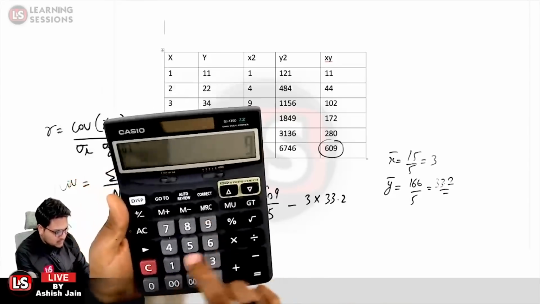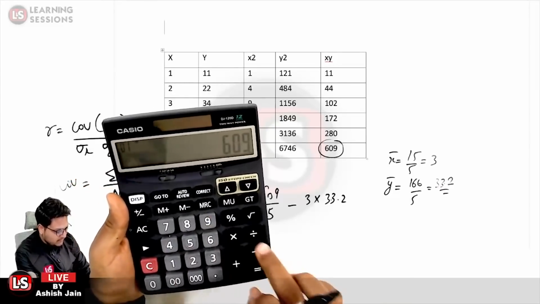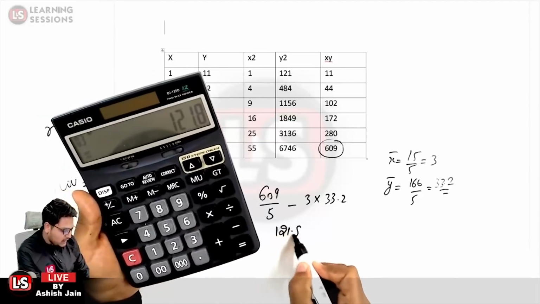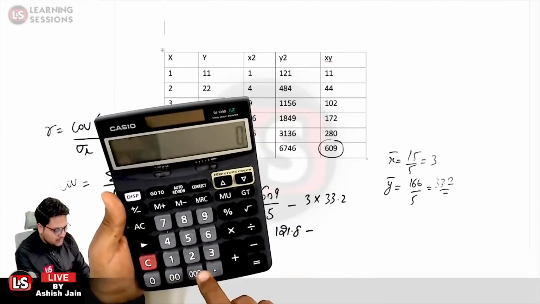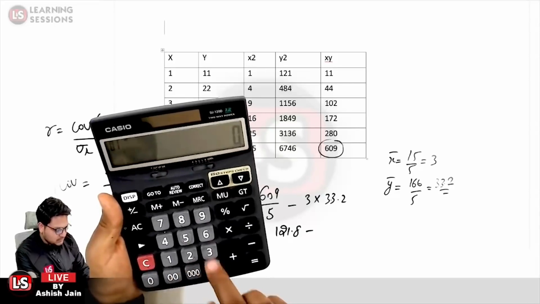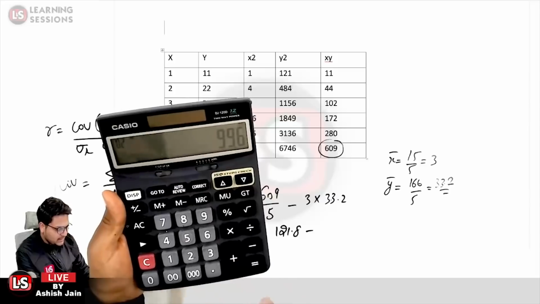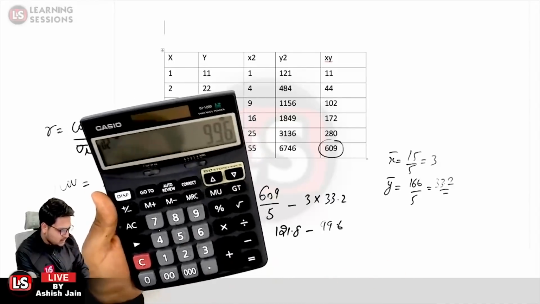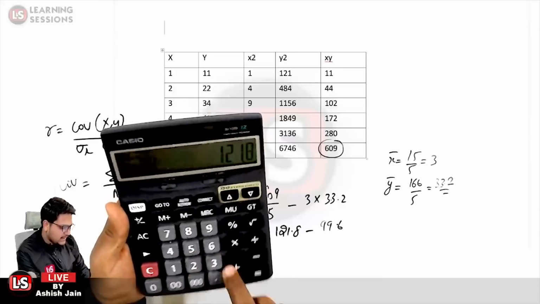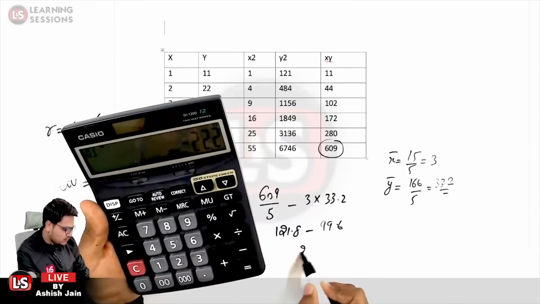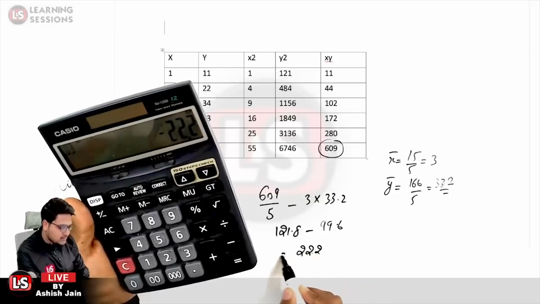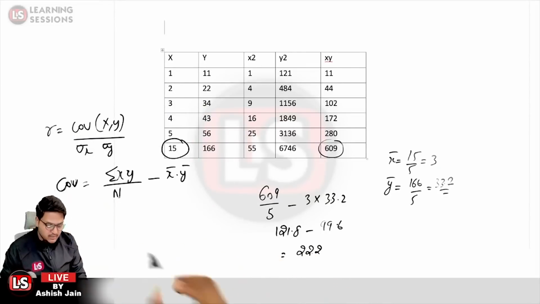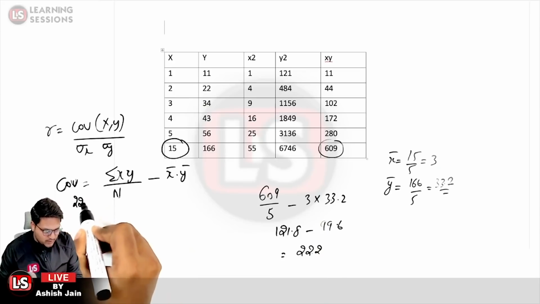That is equal to 609 divided by 5, which is 121.8, minus 33.2 multiplied by 3, that is equal to 99.6. We need to subtract, 121.8 minus 99.6, and that comes out to be 22.2. So the answer related to covariance comes out to be 22.2. I'm just writing it over here: covariance comes out to be 22.2.